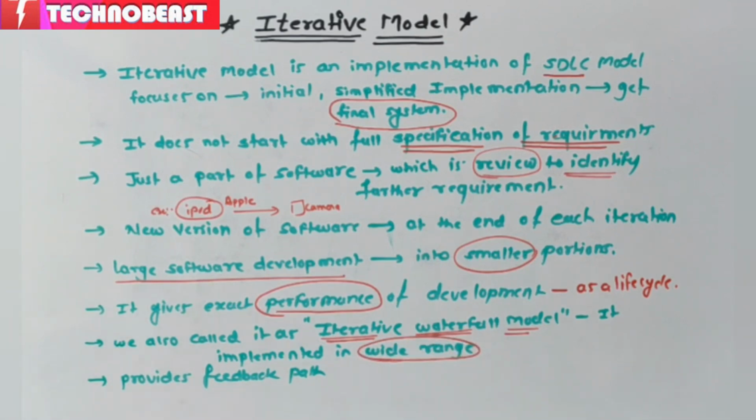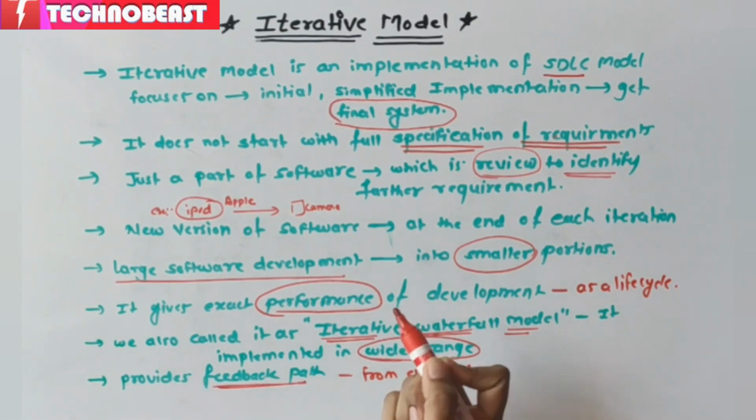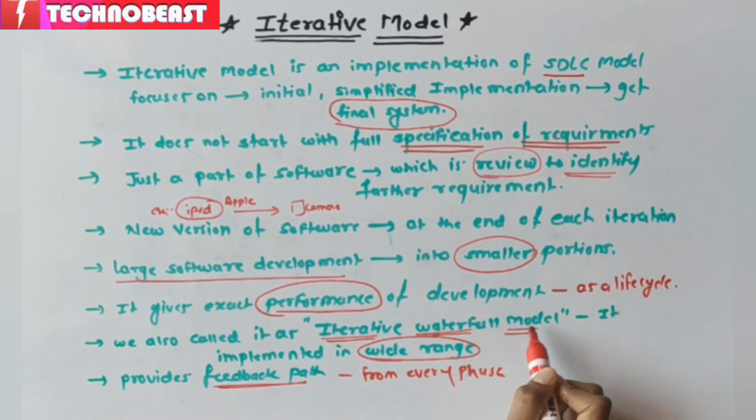So the iterative waterfall model provides a feedback path from every phase, which is the main difference between the classical waterfall model and this iterative waterfall model. Classical waterfall model means the waterfall model which we saw in our previous videos, and this is our iterative waterfall model. So these are all the points related to the iterative model.